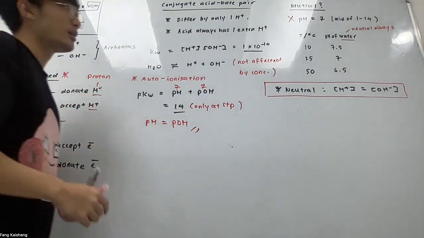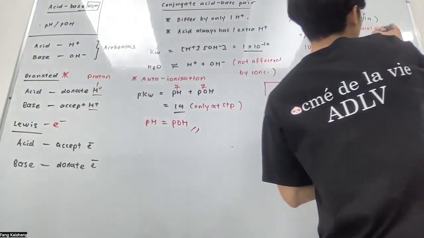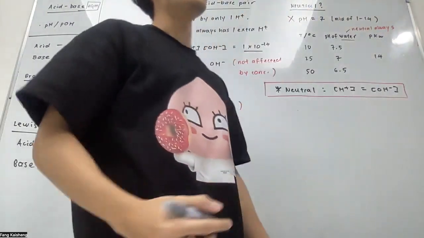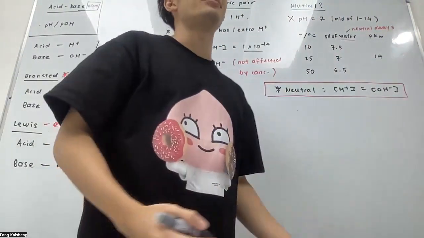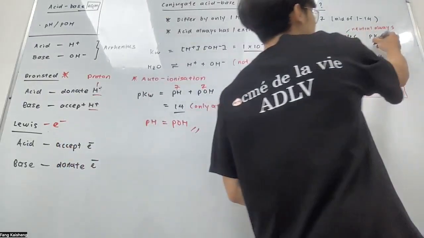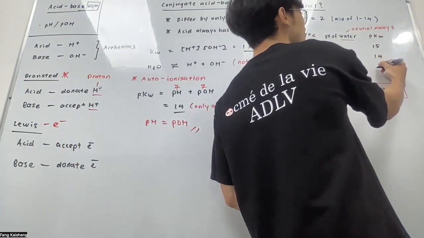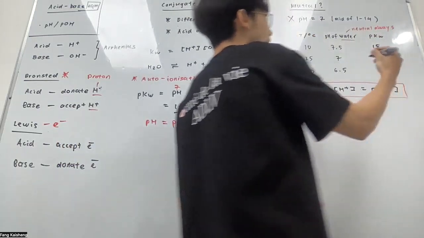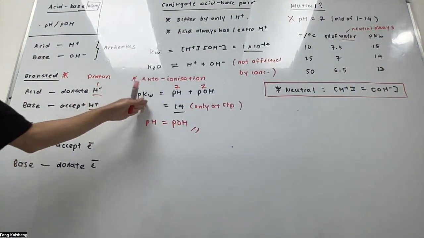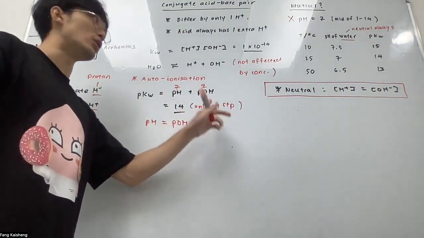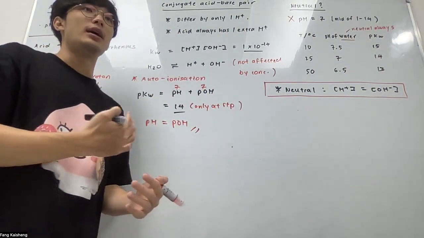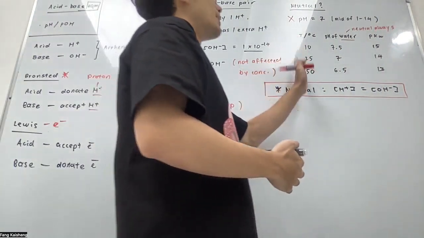So let's write down another column here of pKw. We already determined that it's 14. Why? 7 plus 7. Can you all fill in these two values? At 50 degrees, what's the pKw? Does this make sense? Yes, because we already know that pKw is affected by temperature. It's only 14 at 25 degrees Celsius. It can change.